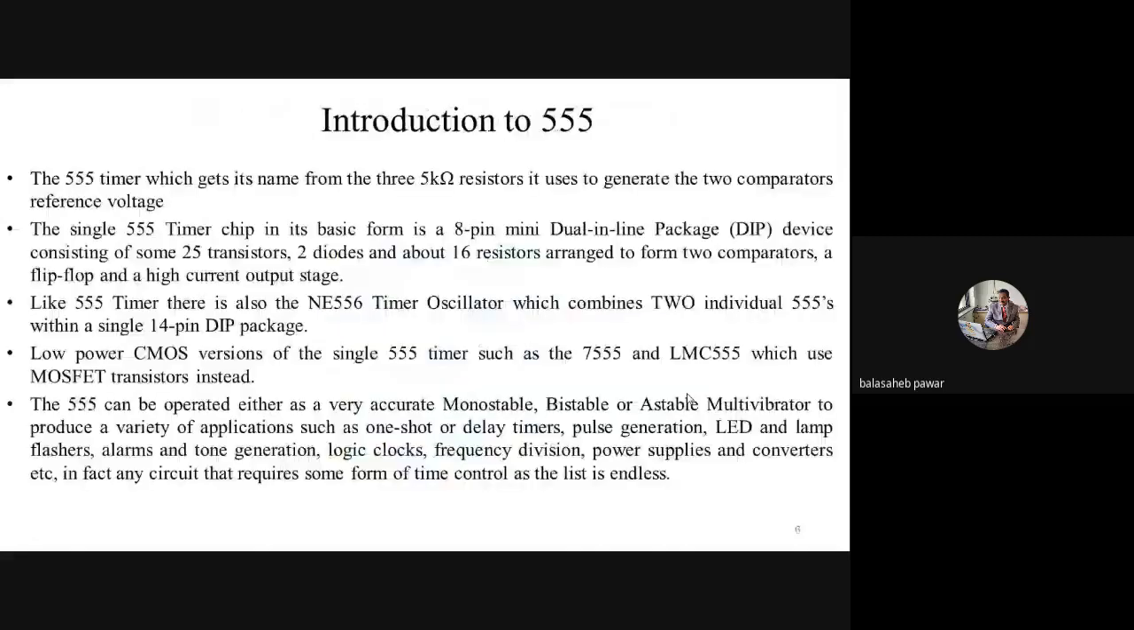So see, that first point, as three 5 kilo ohm resistors are used for this IC, that's why it is known as IC 555. Okay. It is available in basic form with the 8-pin DIP package, okay, which consists of almost 25 transistors. Now you may get confused why it is mentioned as 25 transistors.